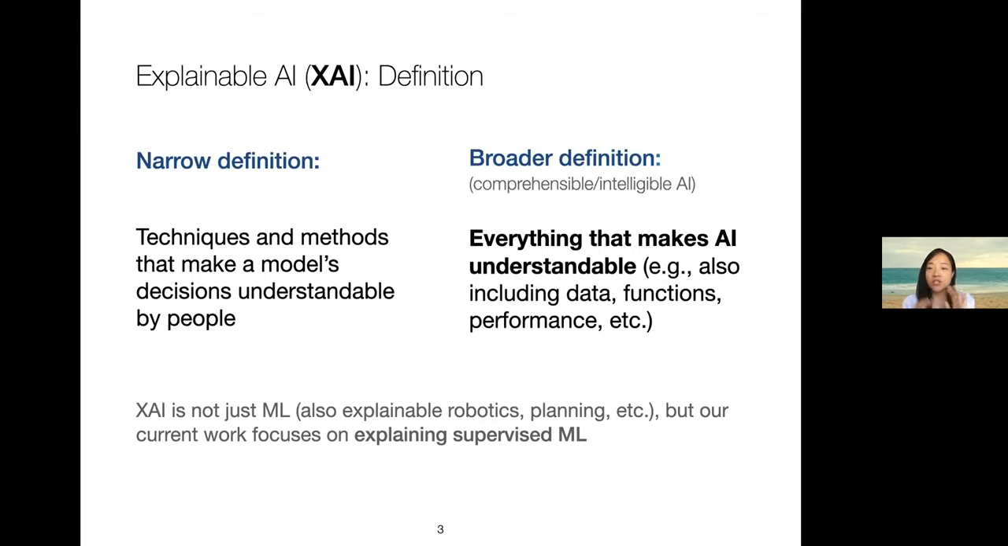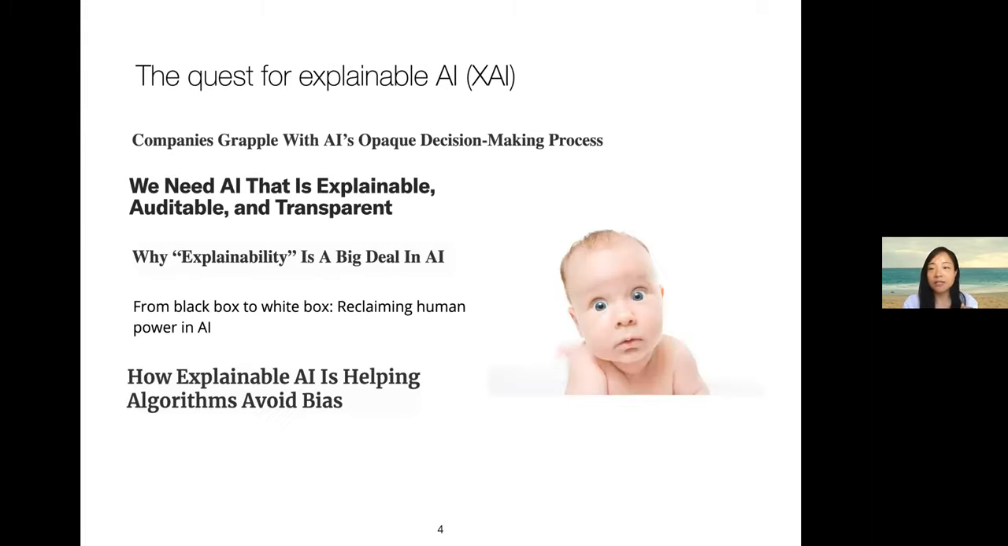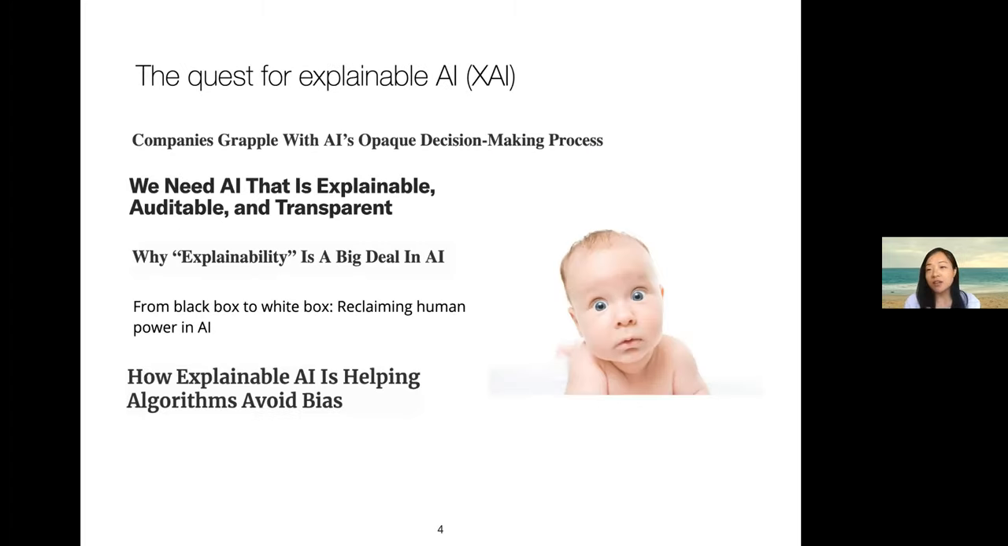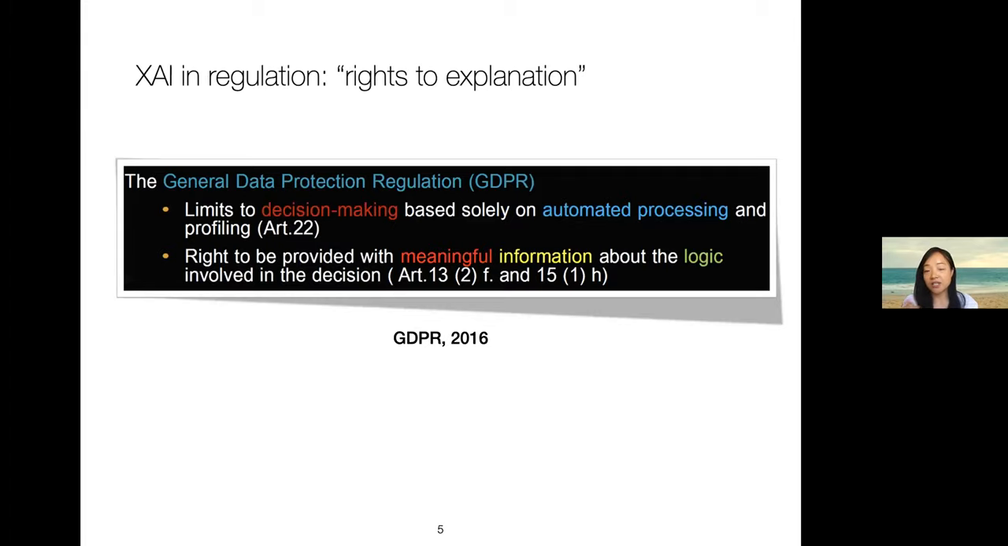So AI is not just machine learning, but our work focuses on supervised machine learning, given that supervised machine learning is still one of the most popular AI technologies. So you might have heard the term explainable AI in academia, industry, even popular press. It's also in the legislation, right?